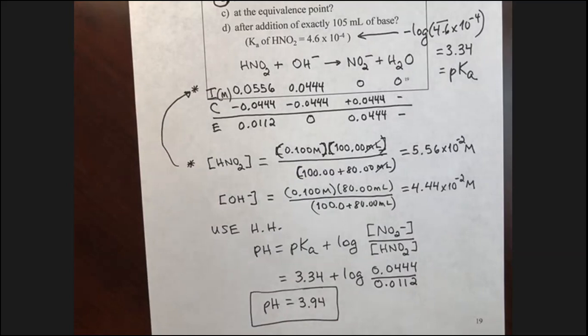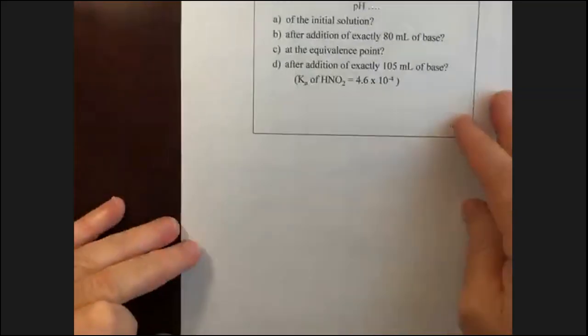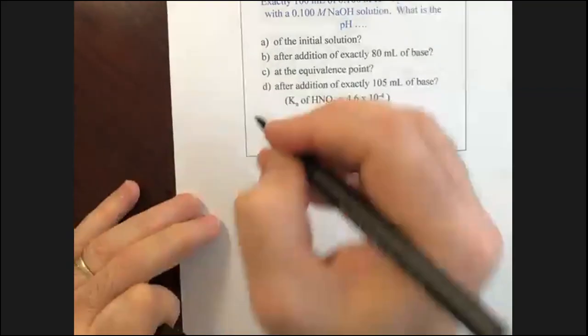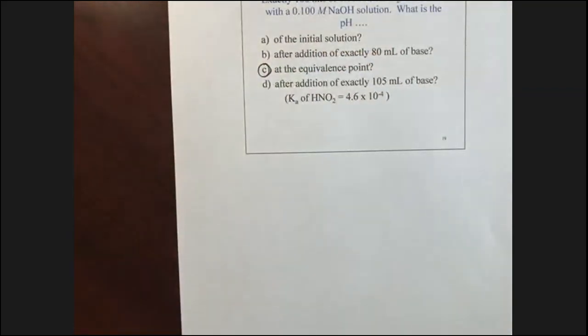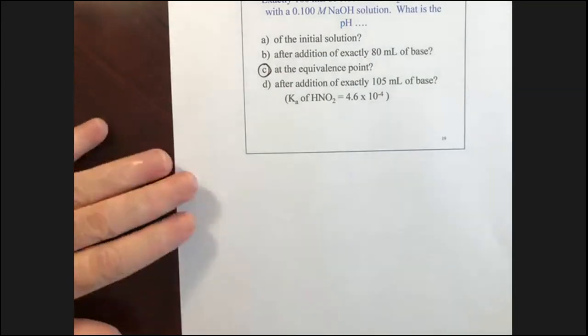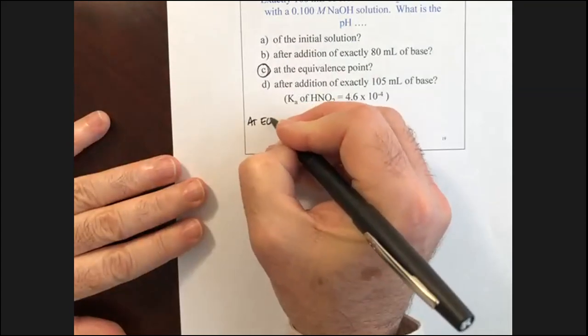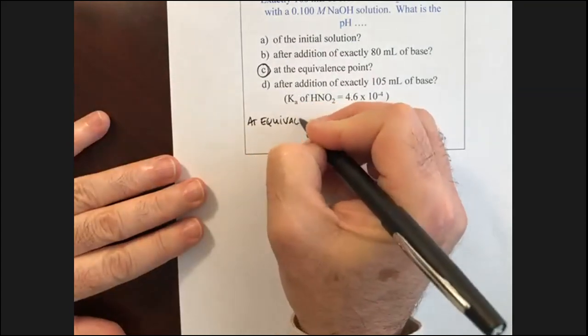Okay, let me give you a few more seconds to write that down. All right, let's take it out. Now let's go to stage C. What is going to happen at the equivalence point? You know what? Remember, chemistry before math, all right? What is happening at the equivalence point? Let's talk chemical before we do any math.